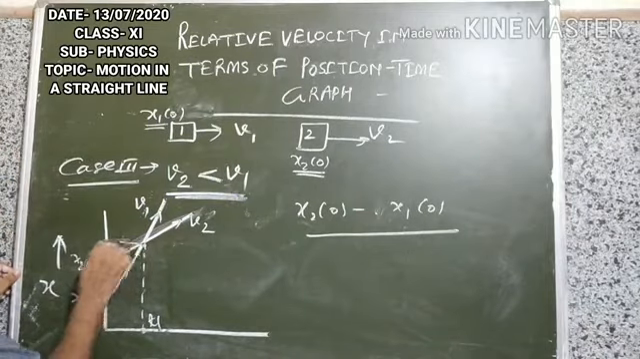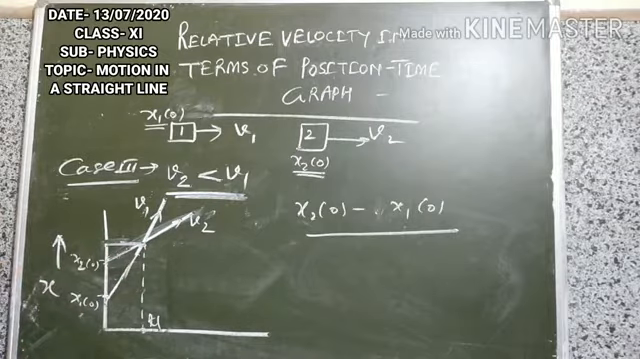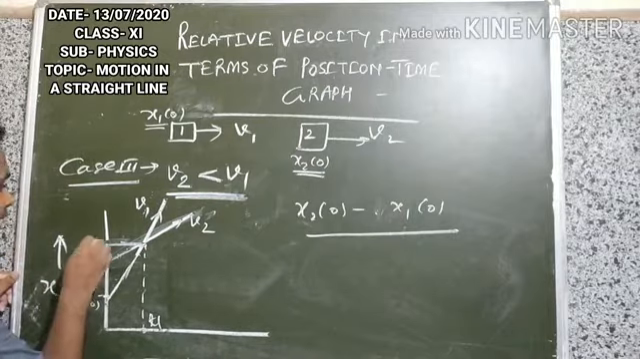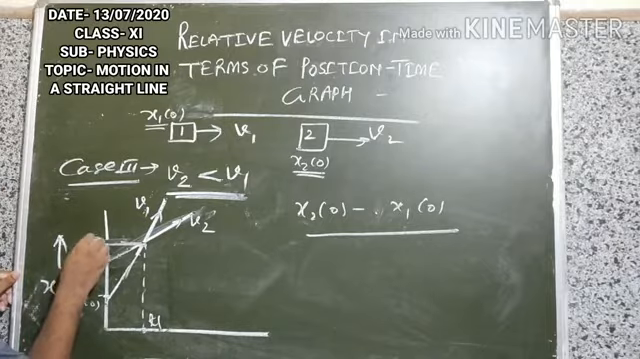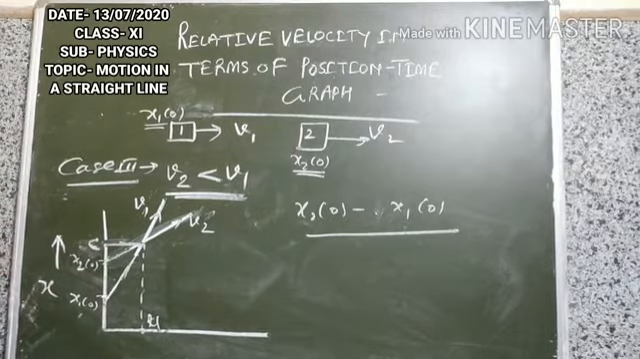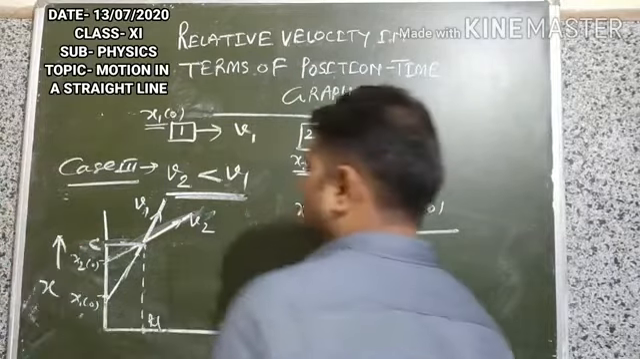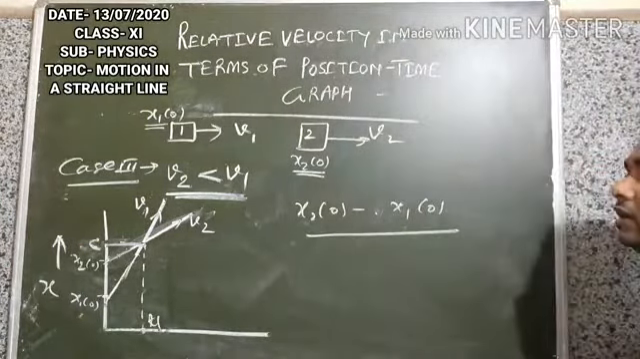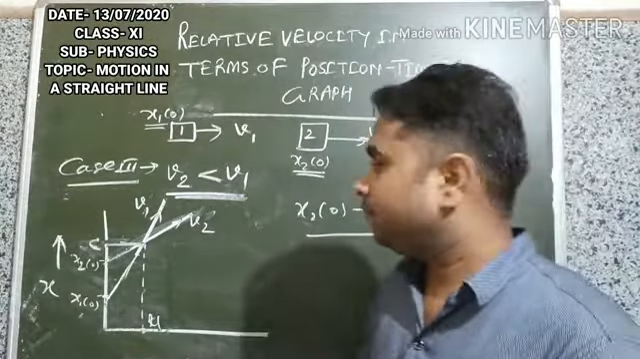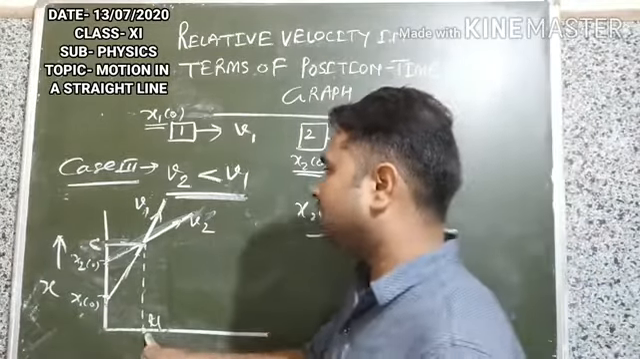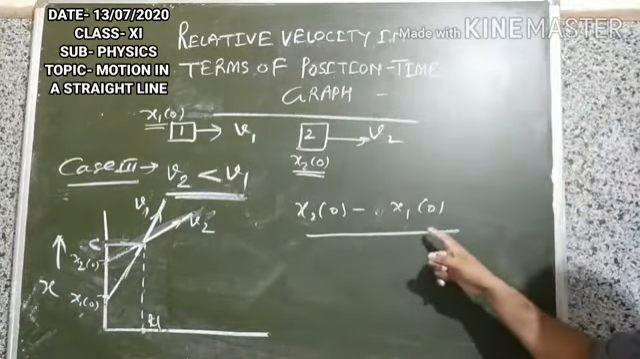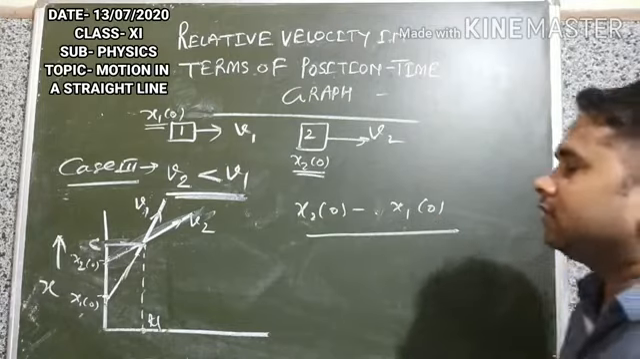x10 मत कहो, उसे बोल दो कि at this position when they are meeting each other, both will be at the same position. Suppose this is C. C is the position at which both will be at the same position where they are meeting each other, and when? So at time t1. So initially x20 minus x10 will be positive.